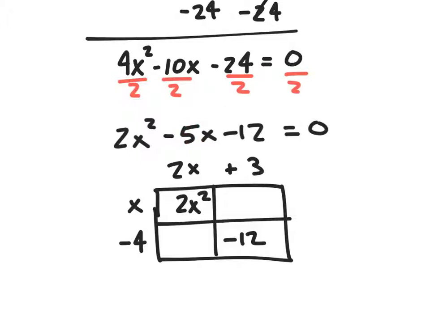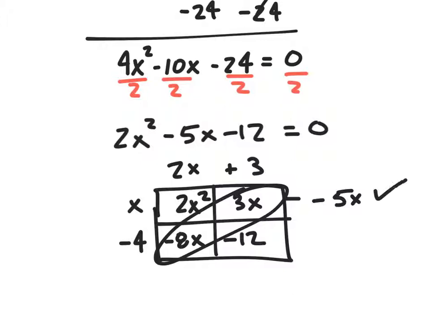So let's do this. Negative 4 times 2x gives us negative 8x. And then 3 times x gives me a positive 3x. I'm going to combine these, and we do, in fact, get negative 5x. So we've done this correctly. Now, guys, when I factor these, I'm pretty good at it. Remember that the box method is a trial and error process. Try numbers out. If it doesn't work, then try it again, and keep trying all the combinations until you find the right combination.